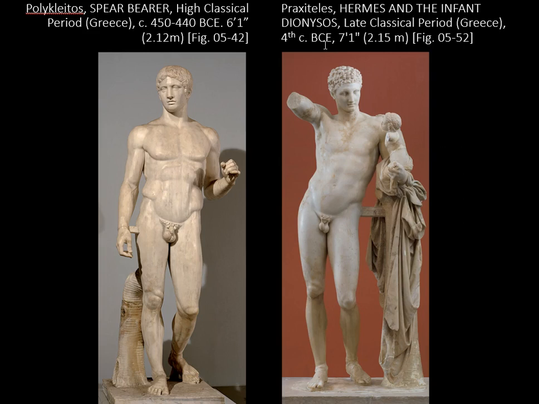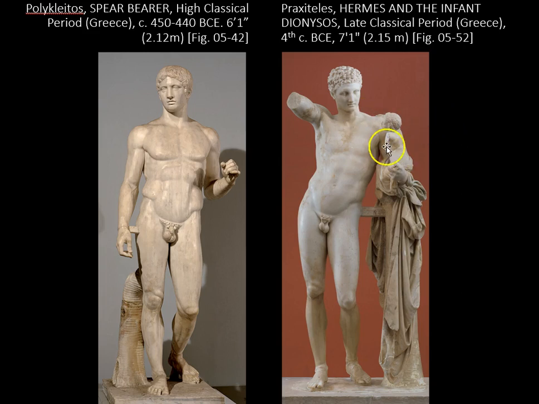The other thing that's different is that we have different expressions. The spear bearer is very calm and placid. Hermes has just a little hint of a smile, I think, as he's interacting with the infant Dionysus. So there's a little bit of an expression change, and also there's a hint at a narrative.